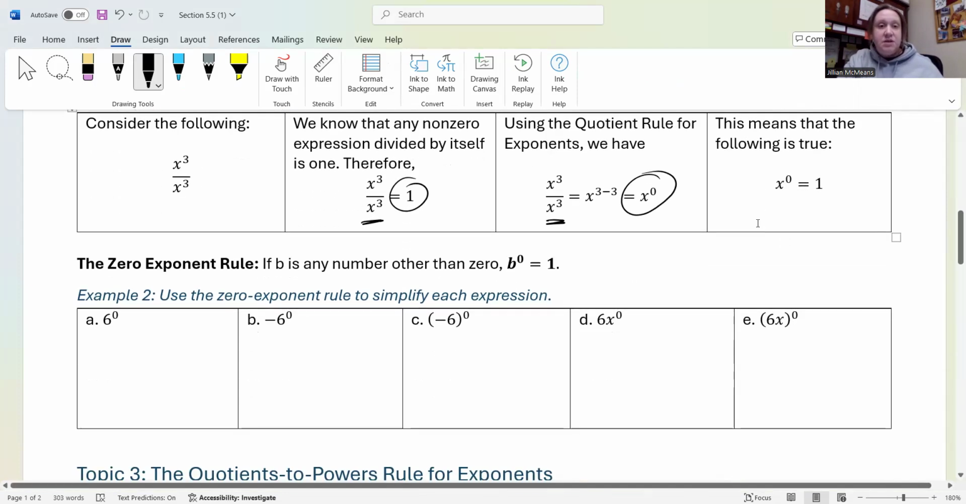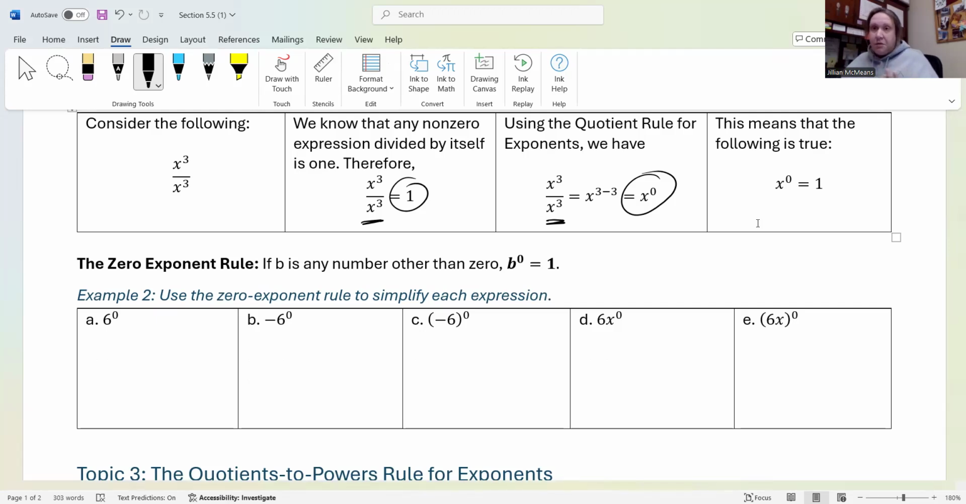Example 2 says, use the zero exponent rule to simplify each expression. Well, we have 6 to the 0. Anything to the 0 power is just 1, so this equals 1. But then for part B, we have negative 6 to the 0. And this is where things get a little different, and you do have to be especially careful.